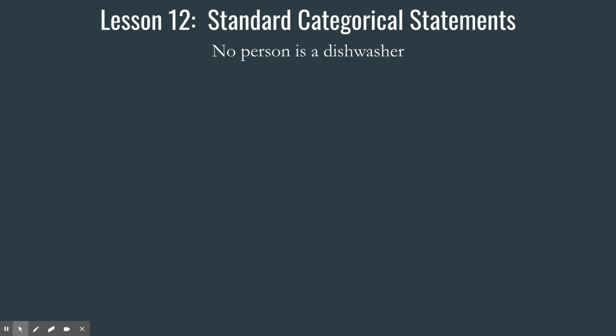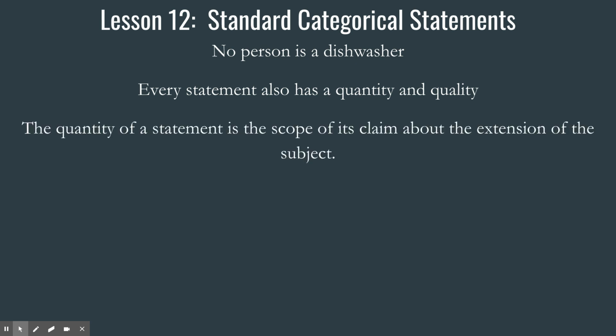All right. So no person is a dishwasher. Let's keep that same statement. Every statement has a quantity and a quality, okay? The quantity of a statement is how much am I talking about with the subject? So, for example, if I say no person, how many people on the planet am I talking about? Everyone. I'm making a claim about every single one of them. And what am I saying about them? None of them wash the dishes. So that's what we call a universal claim.